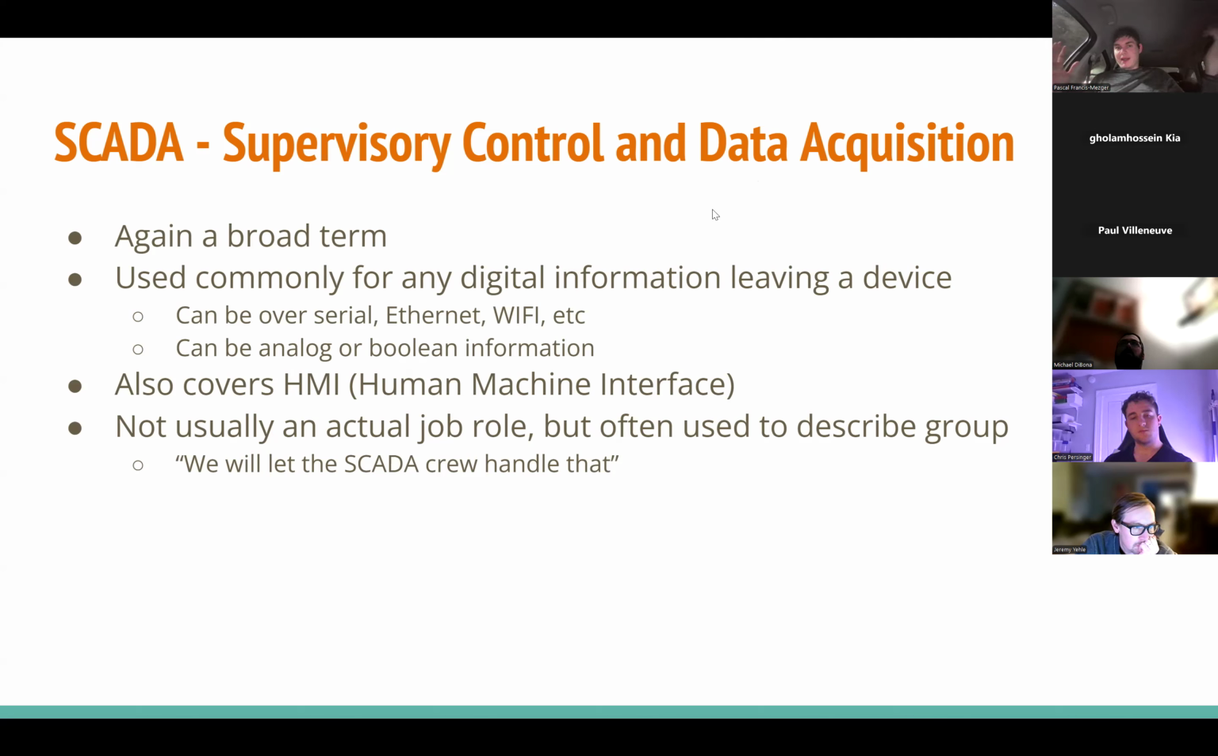But again, it's really, really broad, and I like to just use this definition: anytime your digital information is leaving the device. So it is also broad in terms of how we actually utilize SCADA, like what we send it on. We're not narrowing it down to it can only be SCADA if it's over Wi-Fi or over serial or something like that. It's all SCADA.